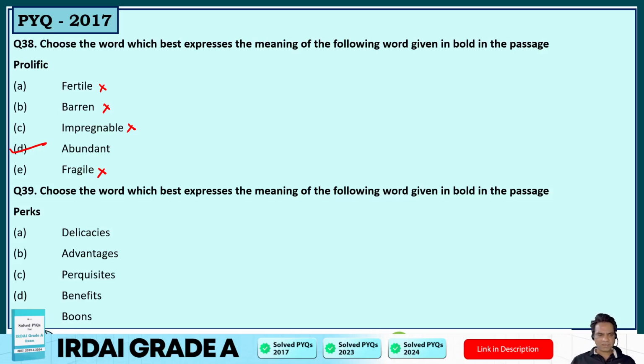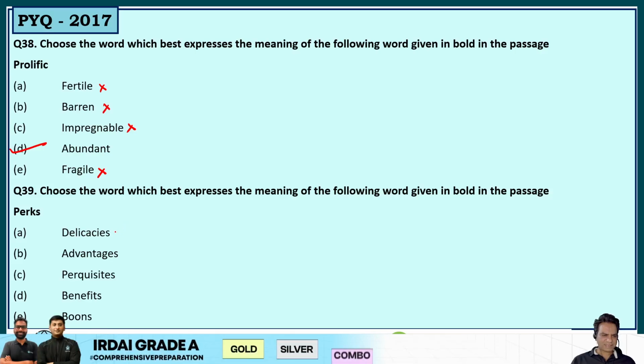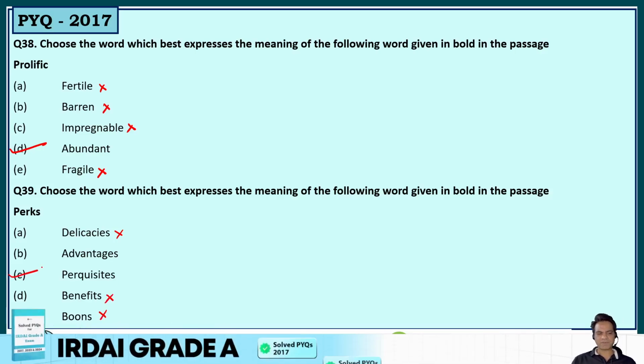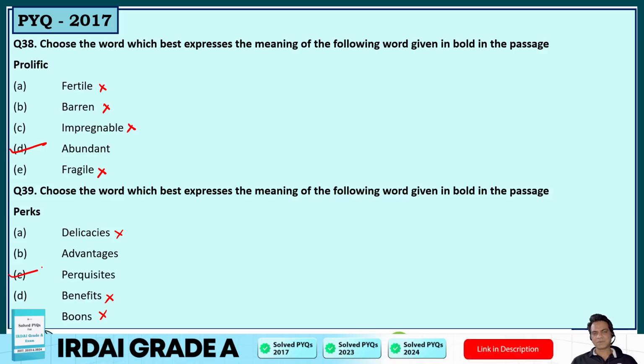Then we have to find the synonym of the word perks. Perks are delicacies? No. Advantages? Maybe perquisites? Yes. Benefits? Advantages, boons? No guys, I think perks is basically short form of perquisites. So perks are fringe benefits that you get, or perks that you have in your job.